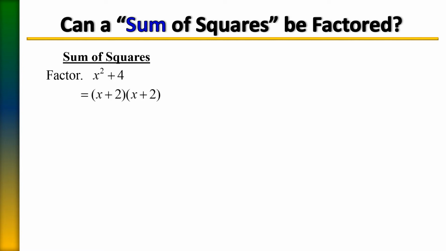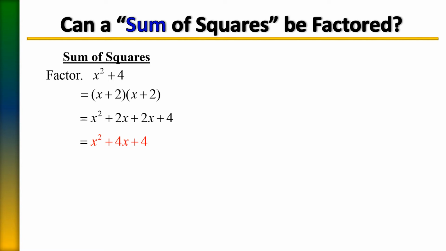Well, we can check and verify that by simply FOILing it out: first, outer, inner, last. And what we'll wind up with is x squared plus 4x plus 4, which does not lead us back to the original polynomial. So therefore, there's your proof that a sum of squares cannot be factored.